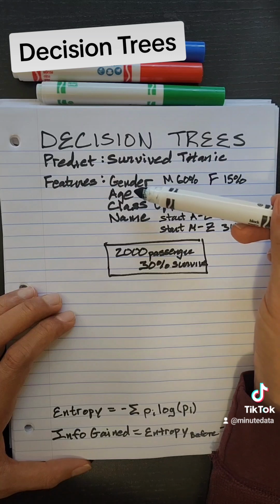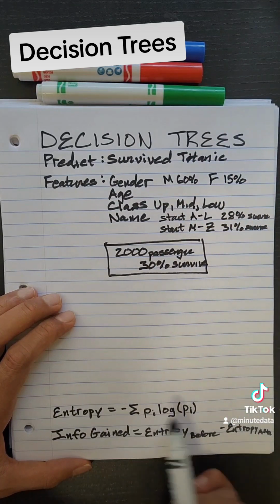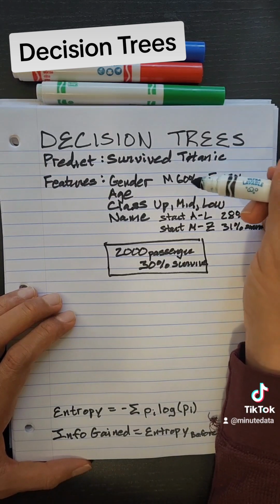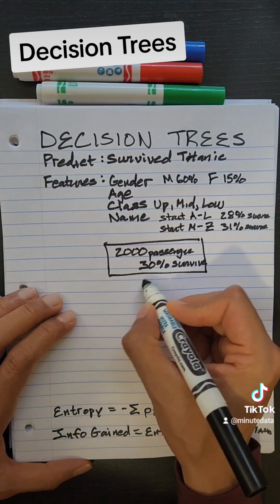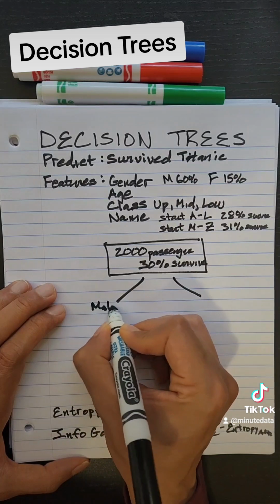You go through this process and check age as well as class to see what creates the biggest split. The exact formula is down here, where there's entropy and information gain. We can discuss this further in a separate video, but conceptually we want to see what feature creates the biggest split in terms of survival rates. So let's just say gender creates the biggest split.